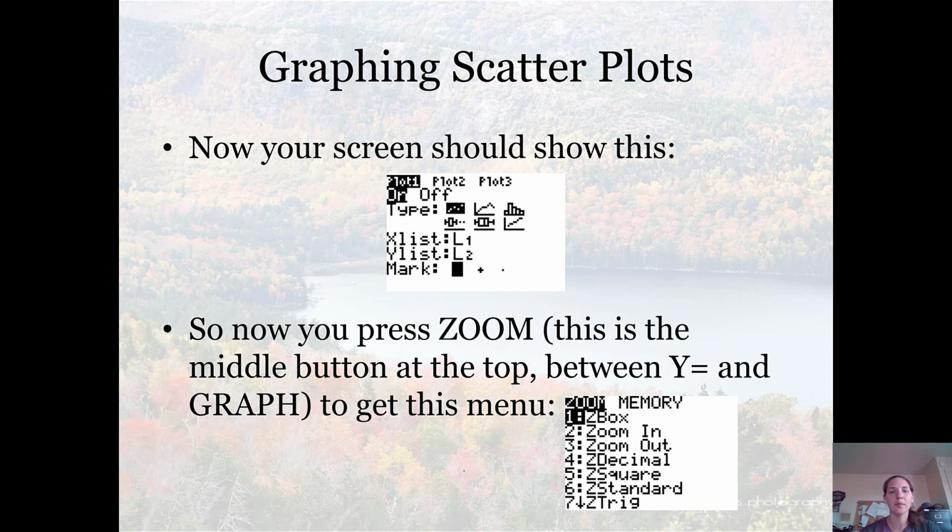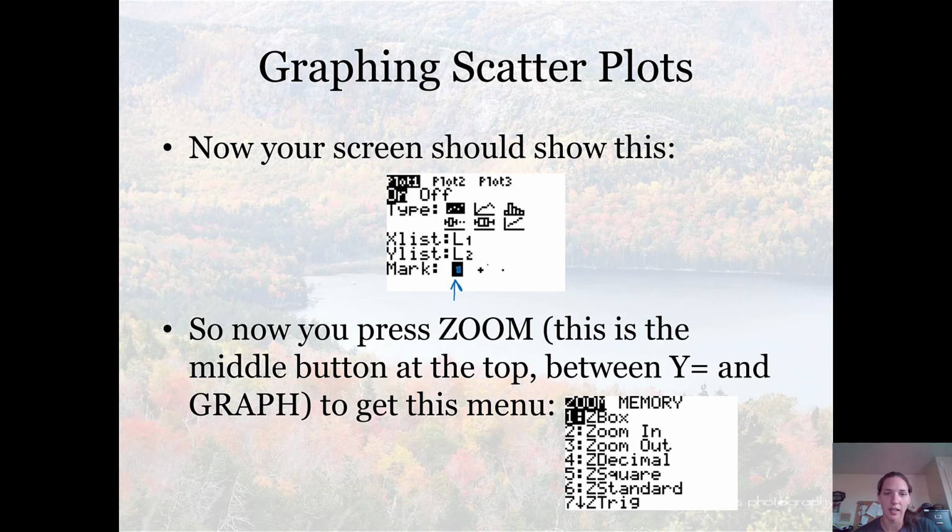Now your screen should show something like this. It doesn't matter which option you pick for the mark at the bottom. This is going to be a little box, this is going to be a plus sign, and this is going to be a dot. For the dot, it's a lot harder to see unless you have a lot of points. The plus sign or the box are what I recommend for now.